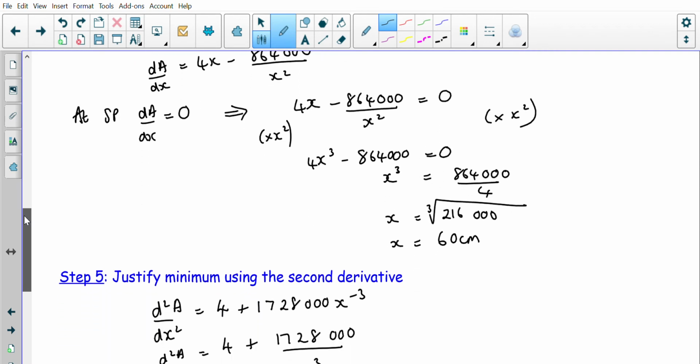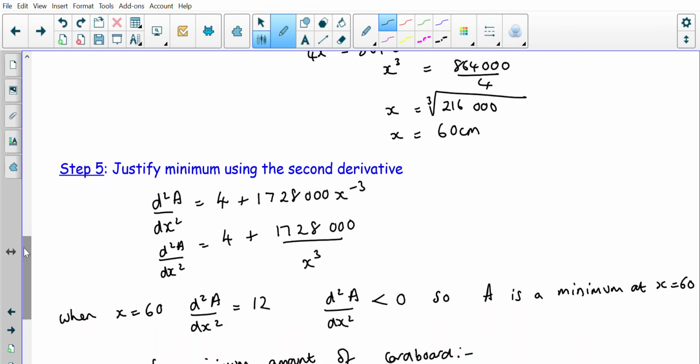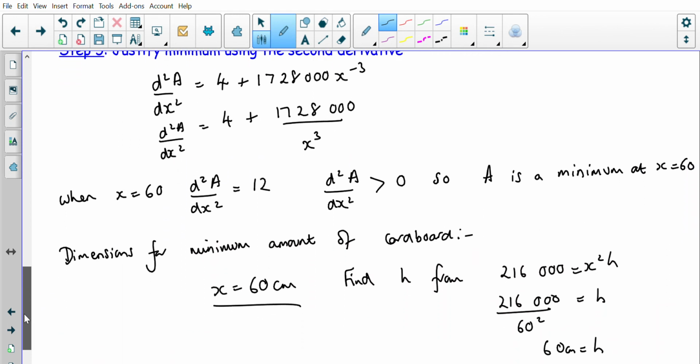Now this time we've been asked to find the minimum area, so we need to justify a minimum, so we should have differentiated again to get the second derivative, and then substitute x is 60, which gives us a second derivative, d2A by dx squared, is equal to 12, so that's actually greater than 0, isn't it? So d2A by dx squared is greater than 0, and that tells us that A is indeed a minimum at x equals 60. So we can then finally find the dimensions of cardboard for the minimum amount.